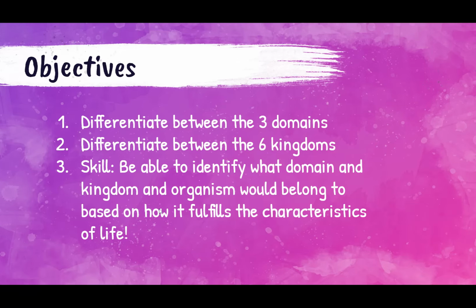So our objectives for this video, you're going to differentiate between the three domains and differentiate between the six kingdoms. Our skill, we want to be able to walk away from this being able to identify what domain and kingdom an organism, nice spelling, Miss Curly, would be in based on how it fulfills the characteristics of life. So I should be able to tell you, hey, this thing is a multicellular eukaryotic heterotroph that does locomotion. You'd be like, oh, Miss Curly, that's an animal. And I would be like, yeah, high five.